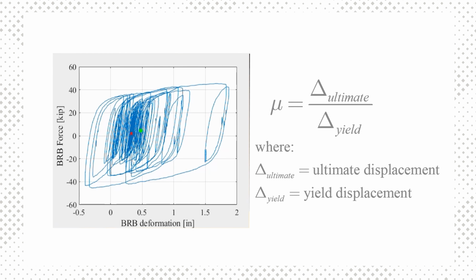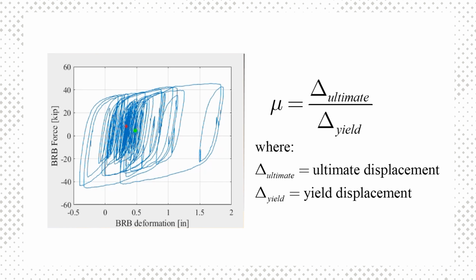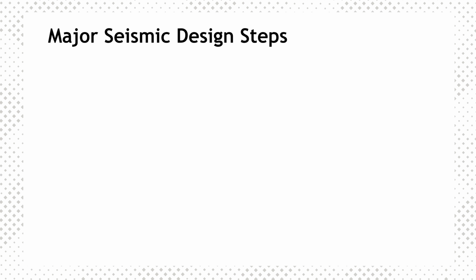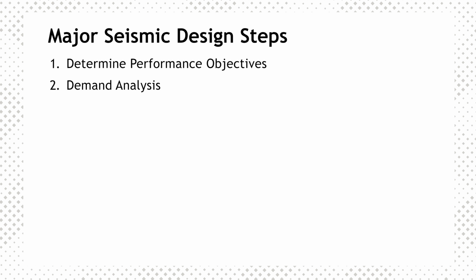Dividing ultimate displacement by the yield displacement, engineers determine the ductility of the system and gain an understanding of how a structure will perform in an earthquake. The higher the ductility, the better. With a general understanding of earthquakes and how structures respond to them, we are now ready to dive into the process of seismic design, which has three main steps. Determine performance objectives, demand analysis, and capacity analysis.